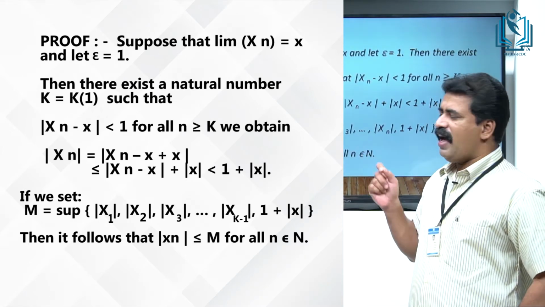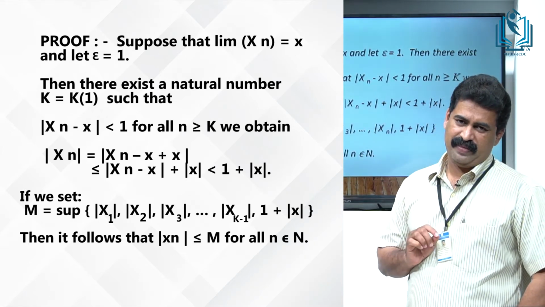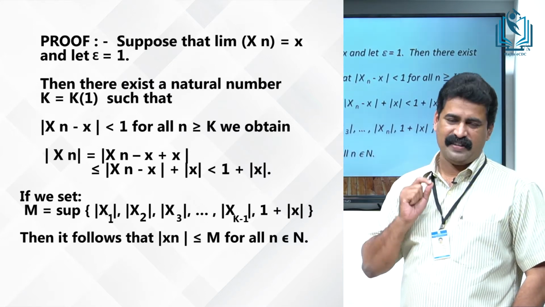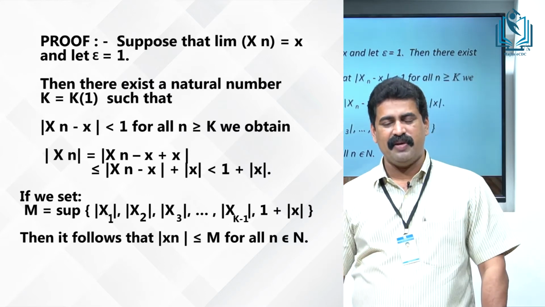Next, modulus xn. Here we add and subtract x. Then this becomes modulus xn equals modulus xn minus x plus x. Next we apply the triangle inequality.